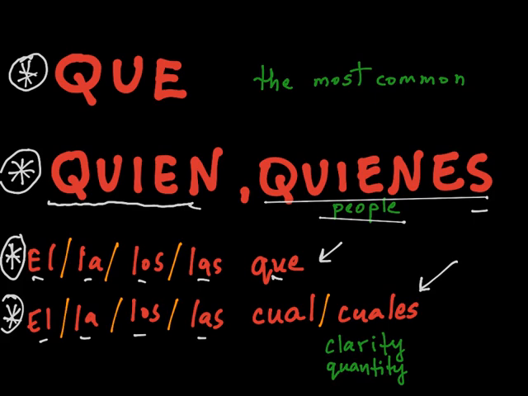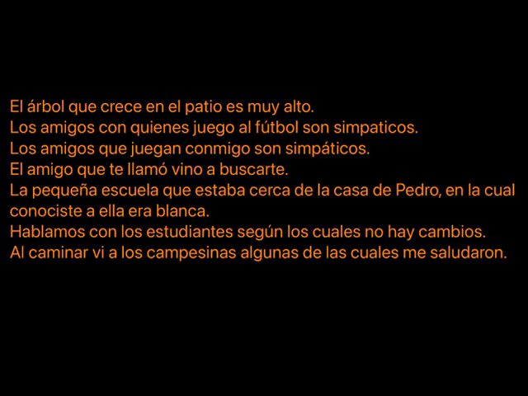So, you will use them when there is a quantity, a particular quantity, or when you need clarity, when the sentence is long and it's not clear to what or to whom you refer. And in this case, you will need to use these sets. So let's see examples. You have here some sentences. You have here the tree that grows in the patio is very tall.